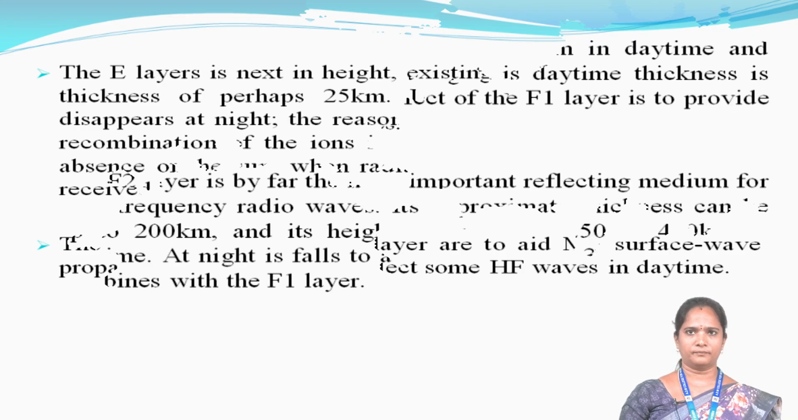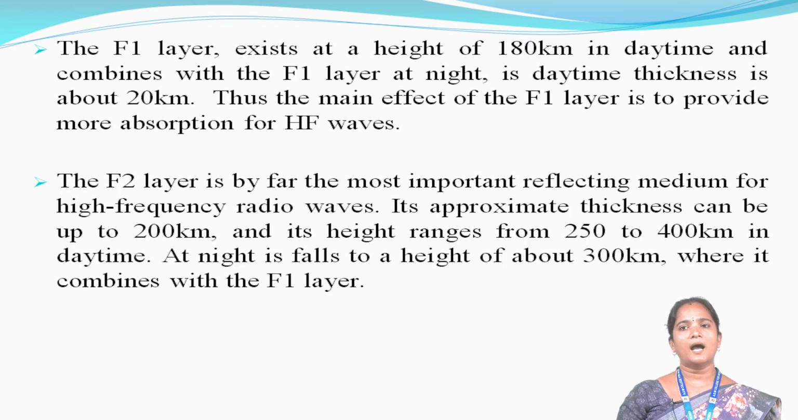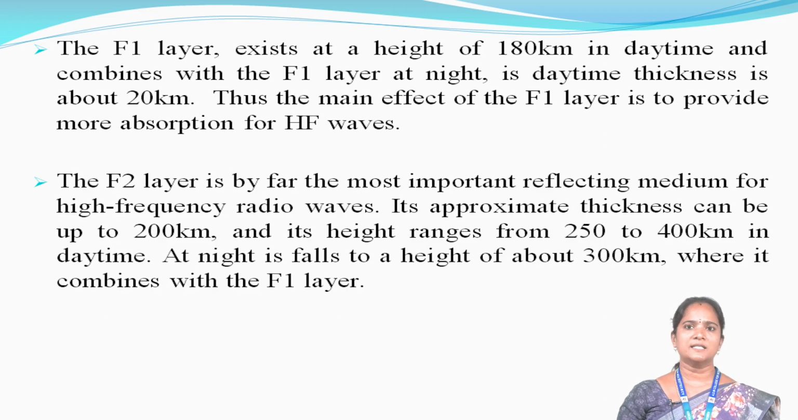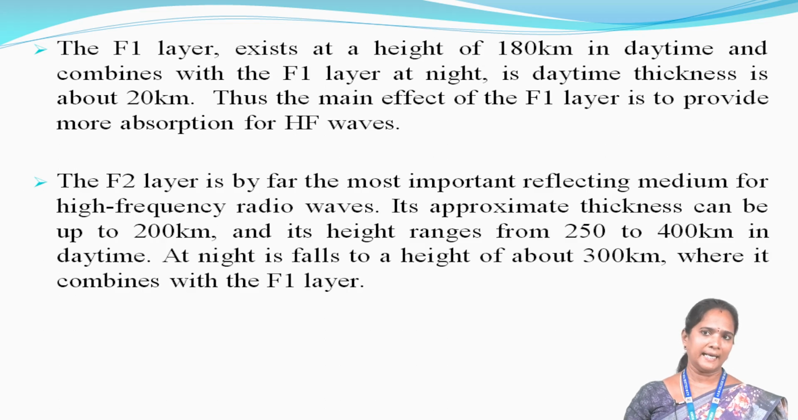The F1 layer exists at a height of 180 km in daytime and combines with the F2 layer at night. Its daytime thickness is about 20 km. Thus, the main effect of the layer is to provide more absorption for HF waves. The F2 layer is by far the most important reflective medium for high frequency radio waves. Its thickness can be up to 200 km and its height ranges from 250 to 400 km in daytime. At night, it falls to a height of about 300 km where it is combined with the F1 layer.